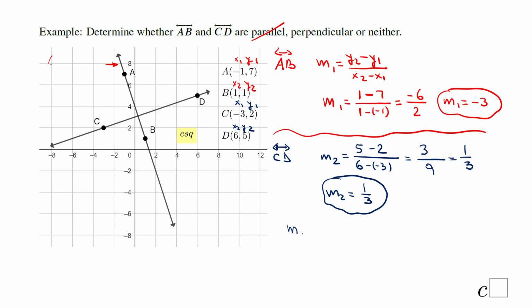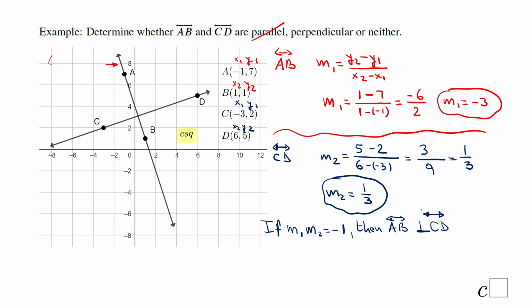Another way to see it is, like I said, the product m1 times m2 is negative 1. So if that happens, then the lines are perpendicular. Then AB is perpendicular to CD.